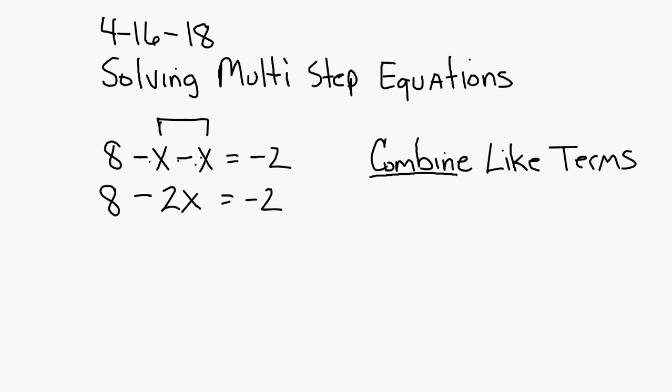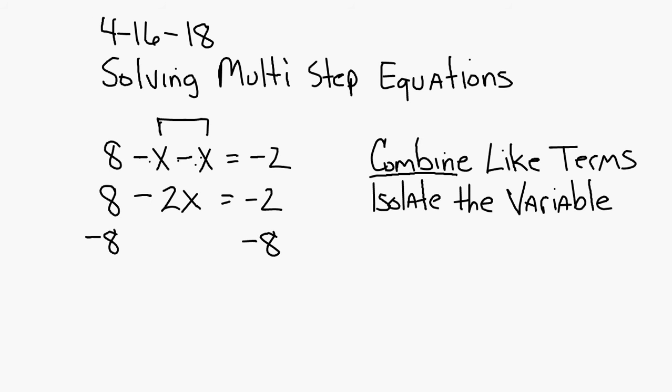So now what you have left is a two-step equation. Your next step is going to be your first step from last week, which is to isolate the variable. In this case, you would do that by subtracting 8 from each side. Now these 8's will cancel, and this -2x comes straight down. And it's equal to -2 minus 8, which would be -10.